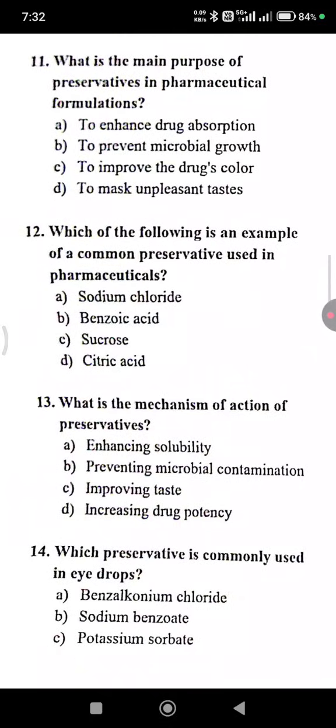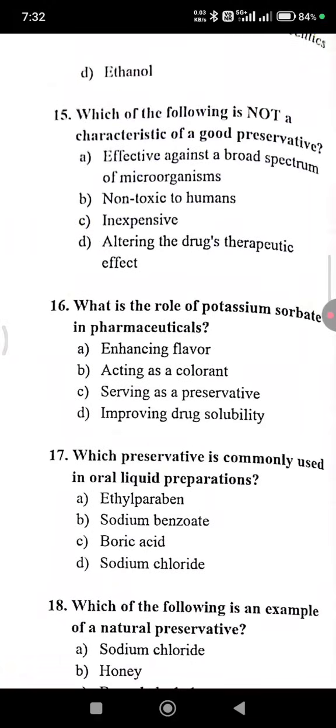Which preservative is commonly used in eye drops? Benzalkonium chloride. Which of the following is not a characteristic of a good preservative? Option D. Altering the drug's therapeutic effect.